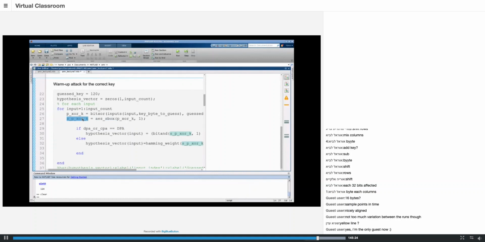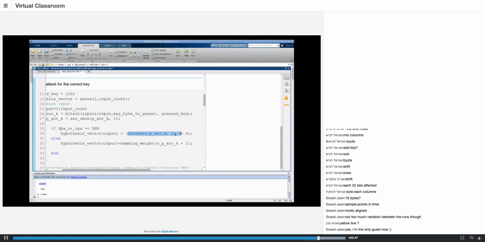And now I have a whole byte, and I know that if I guessed the key correctly, this byte is going to be processed by the device under test. But I don't know what to do with bytes. I only know what to do with bits. So I'm going to look at one of the bits inside this byte. I'm looking at the least significant bit here, and my hypothesis vector is: if this bit is equal to 0, you go to the left pile. If this bit is 1, you go to the right pile. And I'm going to do this for all of my inputs.